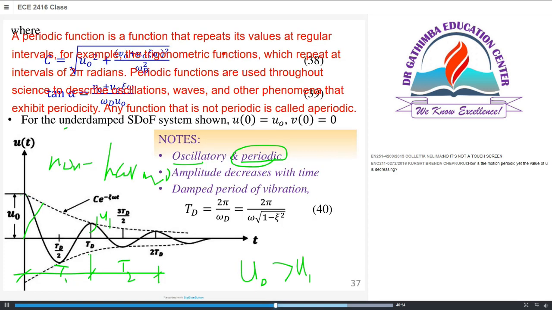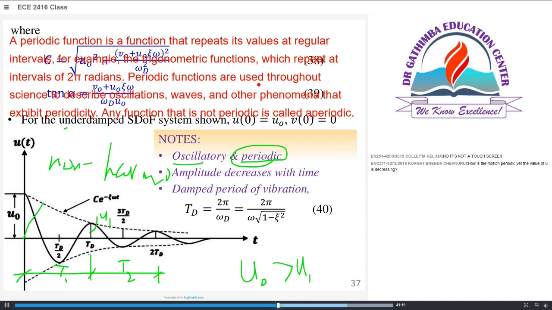For example, a trigonometric function repeats at a period of 2 pi rad. Periodic functions are generally used to describe oscillations, waves, and other phenomena that exhibit periodicity. And any function that is not periodic is called aperiodic.